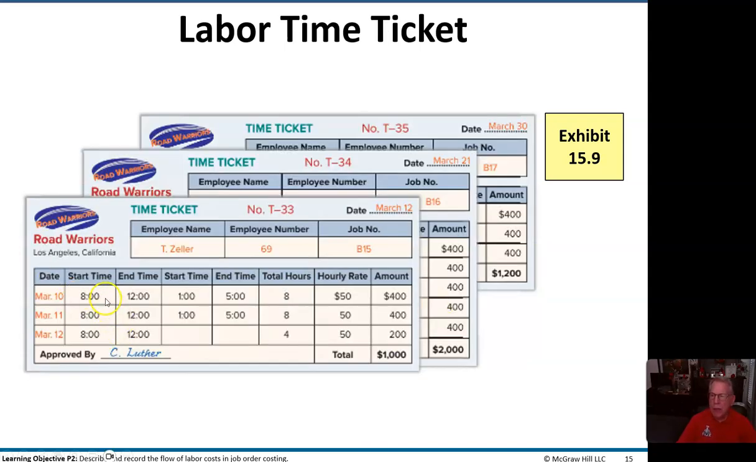So here's our time tickets, and we have a start time and an end time, and how much time was spent on each one of these jobs. Here's job 15, 16, and 17, and we have so many hours, hourly rate, and the amount. So here's $1,000 going to Bravo 15, and $2,000 going to job Bravo 16, and $1,200 going to Bravo 17.